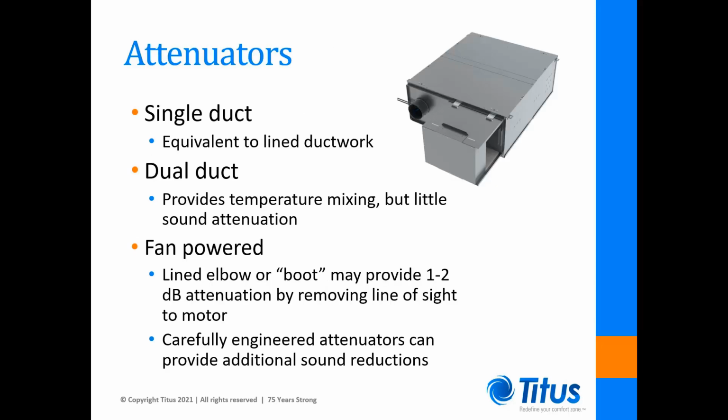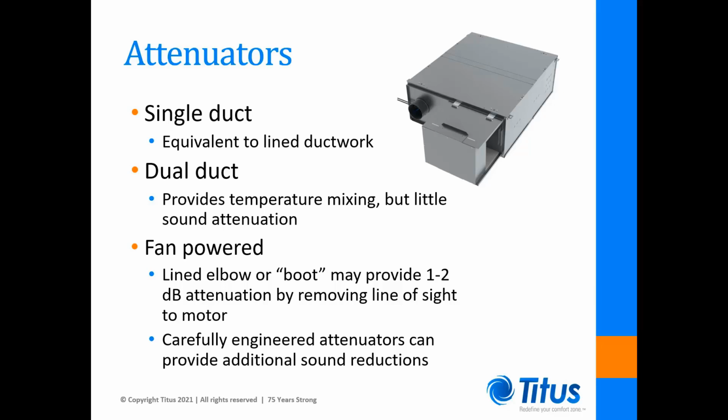Various types of attenuators are available for terminal units. Single duct terminals are typically available with discharge attenuators that are often nothing more than lined ductwork. The amount of discharge attenuation they provide is strictly dependent on the type of lining. Softer, thicker linings tend to provide the lowest discharge sound levels. Of course, if you have lined ductwork downstream from a terminal unit, then an attenuator might not be necessary at all.